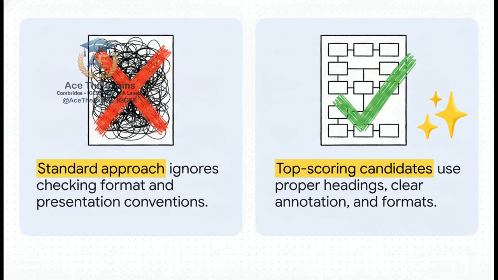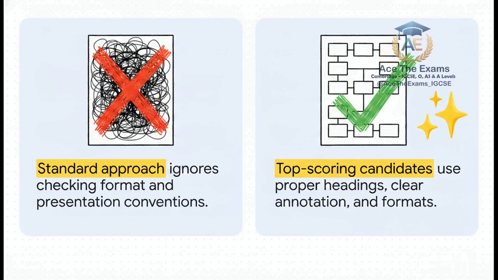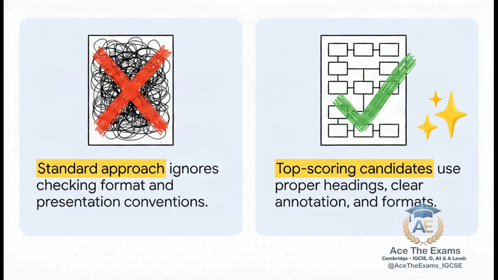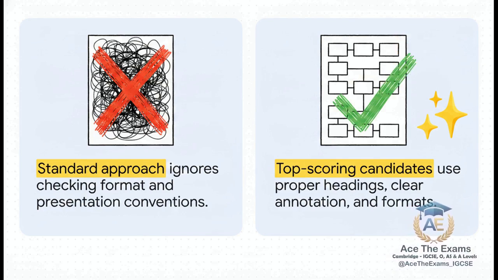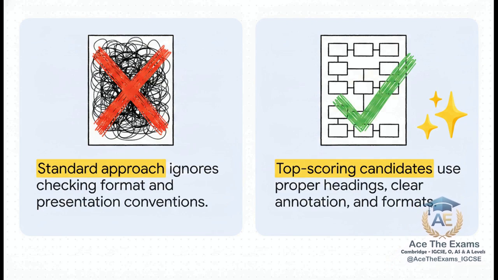Over on the left is your standard average answer. The student just dives straight into the equations. dv over dt equals 5x. There are no definitions. The formatting is totally messy. Now, it might technically lead to the right numbers eventually, but it completely bleeds method marks along the way.